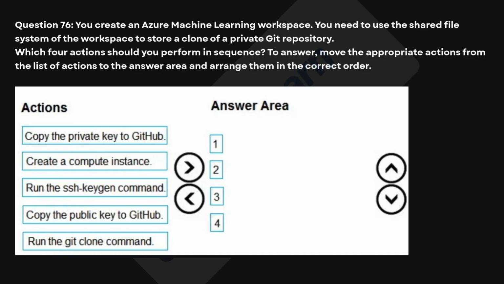Question 76. You create an Azure Machine Learning workspace. You need to use the shared file system of the workspace to store a clone of a private Git repository. Which 4 actions should you perform in sequence? To answer, move the appropriate actions from the list of actions to the answer area and arrange them in the correct order. List of actions. Copy the private key to GitHub. Create a compute instance. Run the SSH keygen command. Copy the public key to GitHub. Run the git clone command.